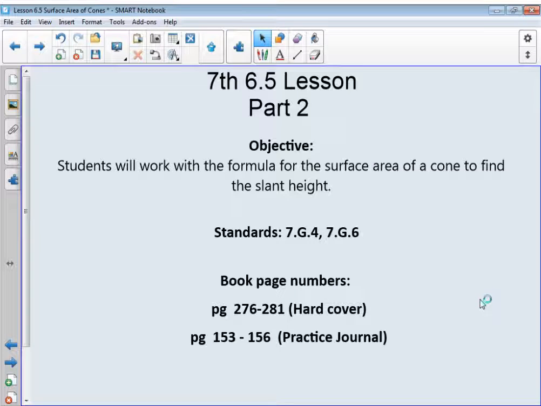Okay, this is 7th grade lesson 6.5 part 2. In this part of the lesson, we're going to be working with our formula for surface area of a cone to find the slant height, or a missing part of that formula. The standard covered is 7G4 and 6. The page numbers are 276 through 281 and pages 153 through 156.